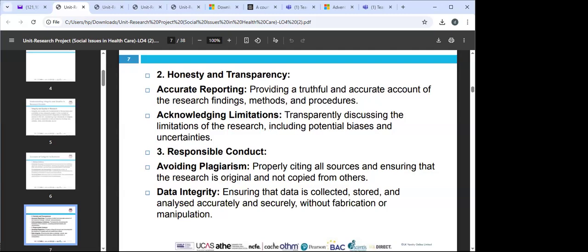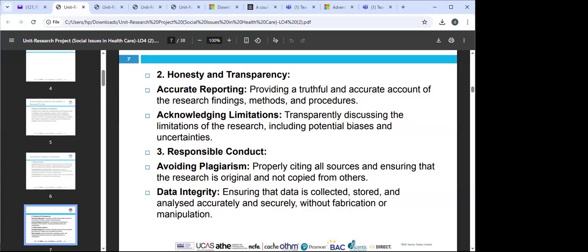Honesty and transparency. Accurate reporting. Providing a truthful and accurate account of the research findings, methods, and procedures.